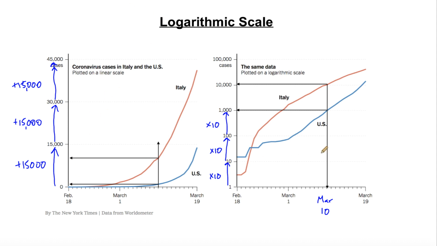So you can do this at any point on the graph and you'll see that the information is the same. The only difference between these two graphs is the y-axis. The x-axis is exactly the same, from February 18th to March 19th, but the y-axis in a linear graph means you're adding a certain amount as you move up, and with a logarithmic scale you're multiplying by something as you go up. We'll do another video to explain in detail what happens in this scale between values as well.